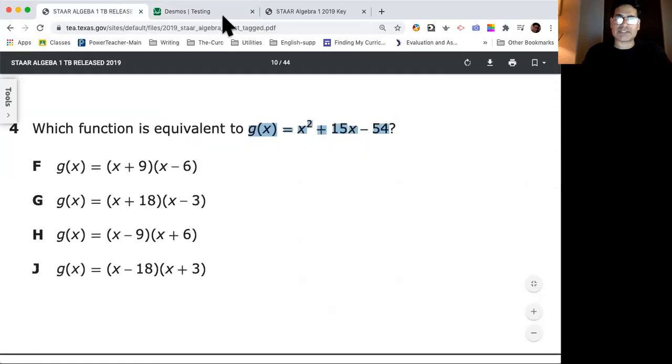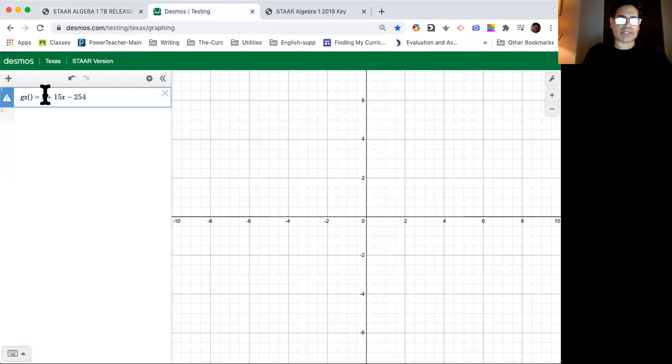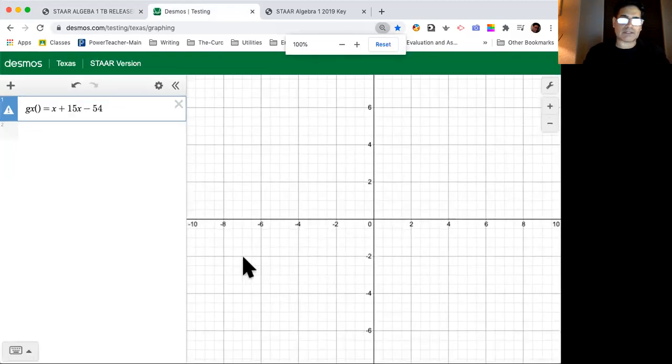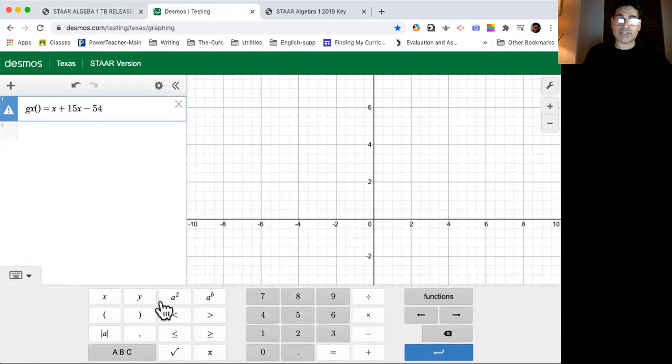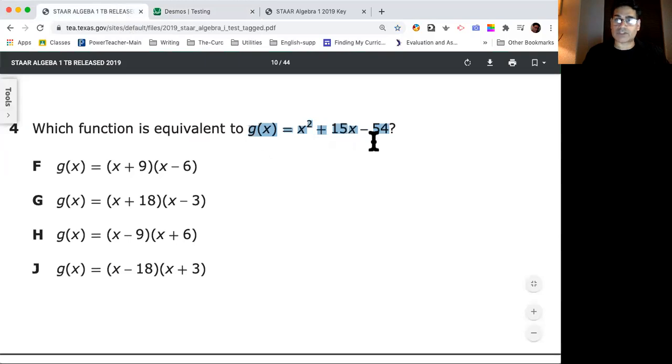So the g of x equals x squared, and I'm not getting my x squared, so I have to be careful. Something happened here, it shifts the 2 over, but we can fix that by going right next to that letter, making it a little bigger, and going to our keypad, which is down here, and see this a square? That gives us the square. Okay, now we should have fixed this, but I'm going to leave that for now. Plus 15x minus 54. That's what our statement in the question asks us.